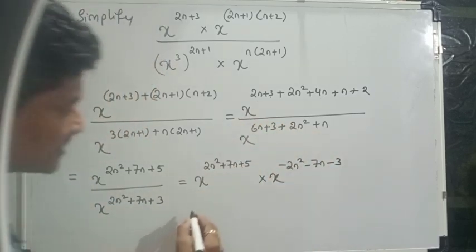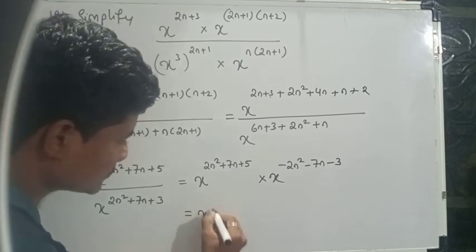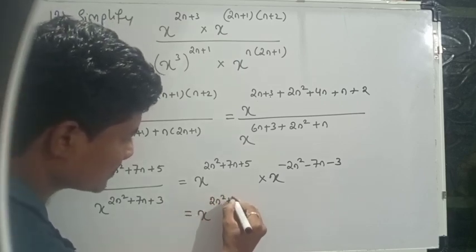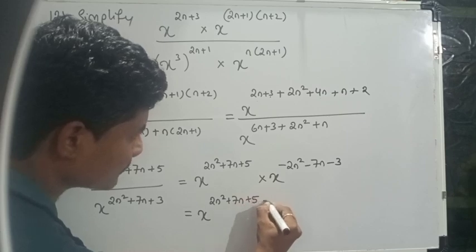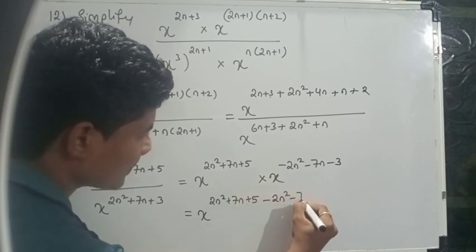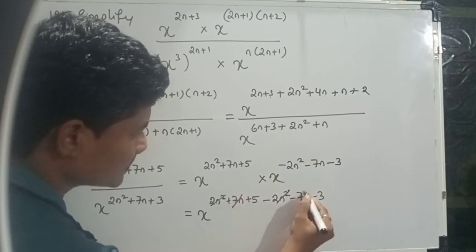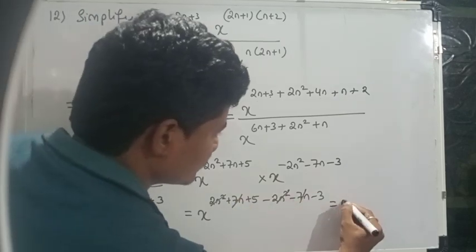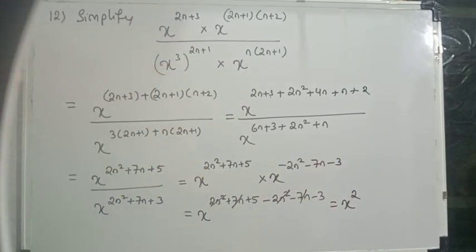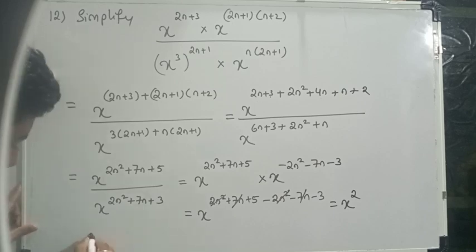Now I can add these powers. X to the power 2n square plus 7n plus 5 minus 2n square minus 7n minus 3. 2n square minus 2n square, 7n minus 7n, 5 minus 3 is 2. x square. This is the answer, x square.